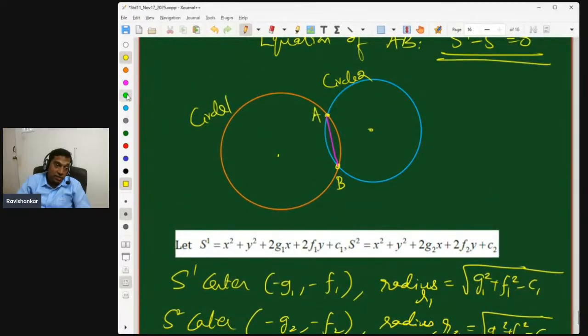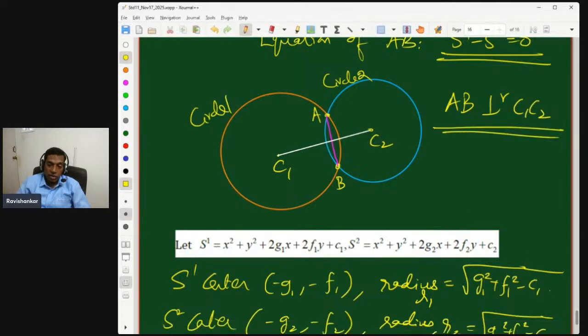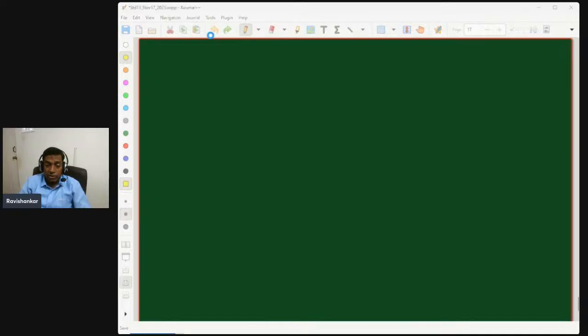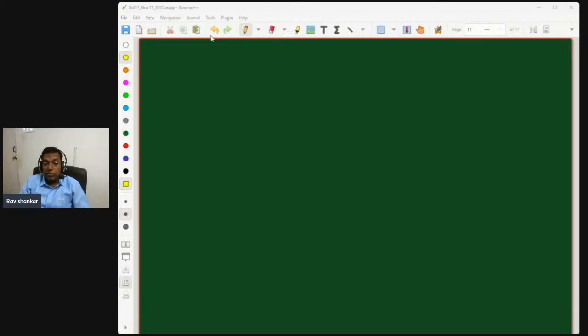And the other interesting thing is that the common chord is perpendicular to the line joining the centers. It's not very difficult to prove, simple triangle congruence. AB is perpendicular to C1C2. This is also an important idea, and using these ideas, one can go ahead and solve problems.